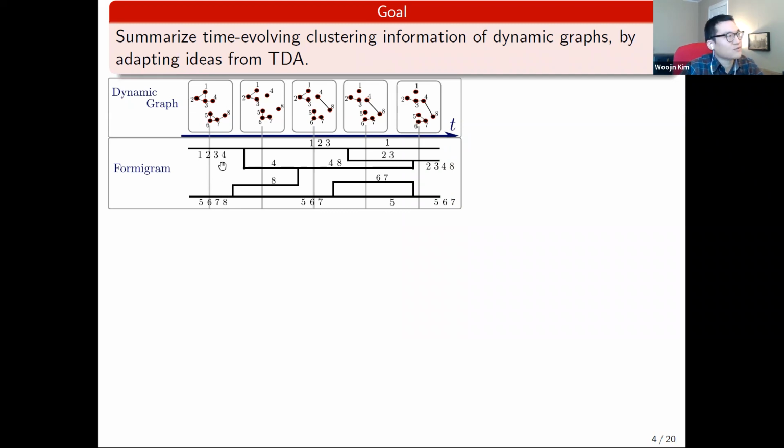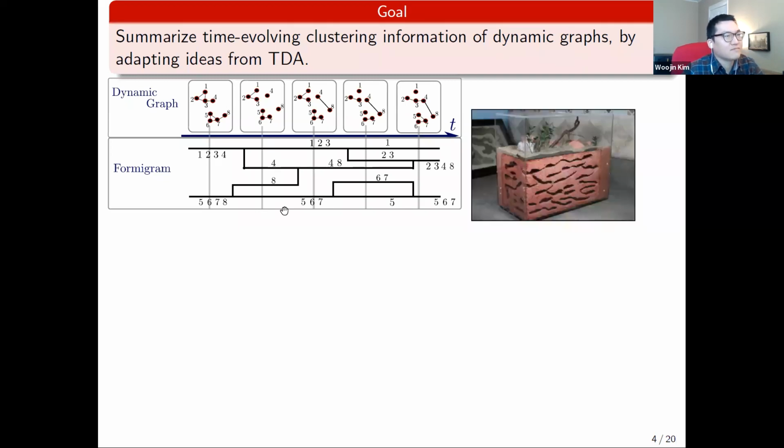And as time goes on, the connected components will evolve. At this time, we have 4 connected components. Those correspond to these 4 branches. So the formigram looks like a formicarium, which means ant house under the soil. And formigram is nothing but a combination of formicarium and diagram.